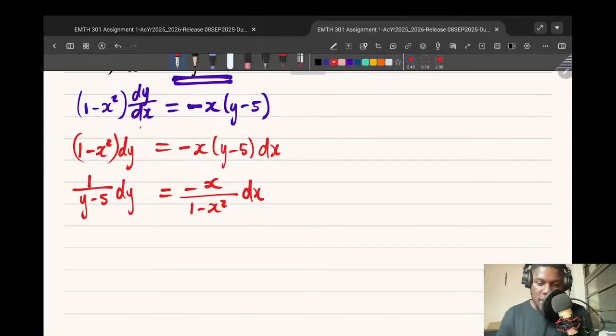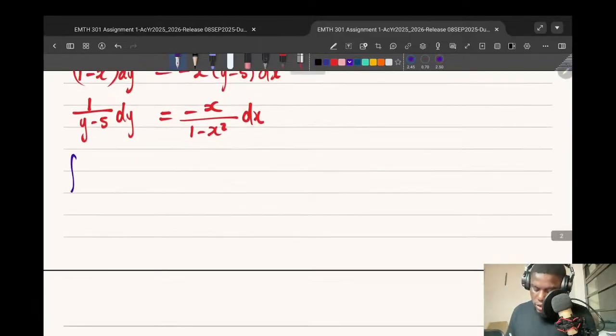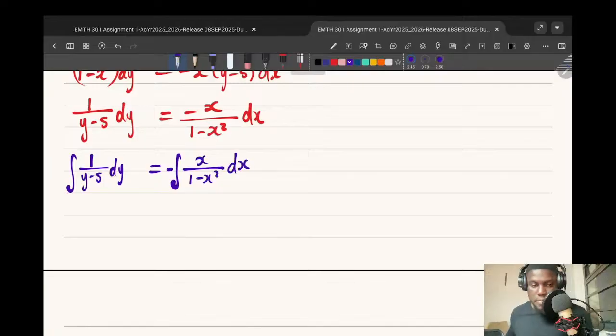Once I have it like this, the things with x on one side, the things with y on one side, then I can start to integrate, right? Then once you have it like this, you can integrate. So I'm going to say the integral of the left, 1 over y minus 5 with respect to y, is equal to the integral of everything on the right. I can take the minus outside. I would have x over 1 minus x squared with respect to x.